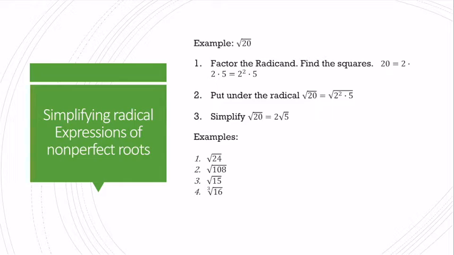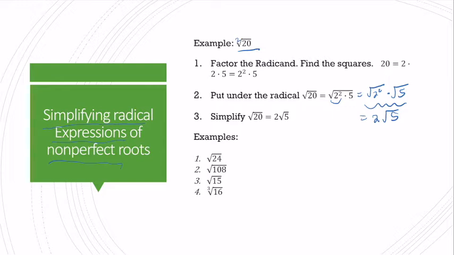What's hardest for some students is remembering that you need to simplify radical expressions of non-perfect roots. So what does that mean? Let's say I have the square root of 20. I want to factor 20, so I find that 20 is 2 times 2 times 5, which is 2 squared times 5. Now I can go ahead and put that under the radical. I'm grouping squares because we're taking the square root. Remember that square roots cancel out squares. So this is the same as the square root of 2 squared times the square root of 5, right? We learned we could pull this apart with our product rule. Well, the square root of 2 squared is 2, so I would get 2 square root of 5.